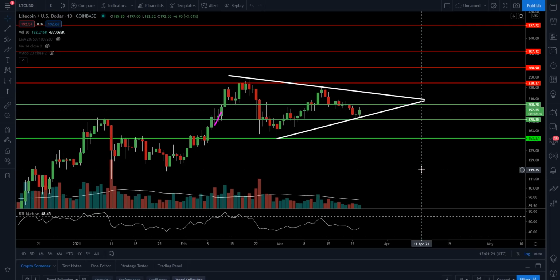Litecoin right now, we're sitting at $192. We're up about 3.61%. What I want to do is look at Litecoin on the one-day time frame here, and take a look at this chart pattern that we're forming for Litecoin and which way we may potentially break here in the days and weeks to come. So we're going to get into all this.